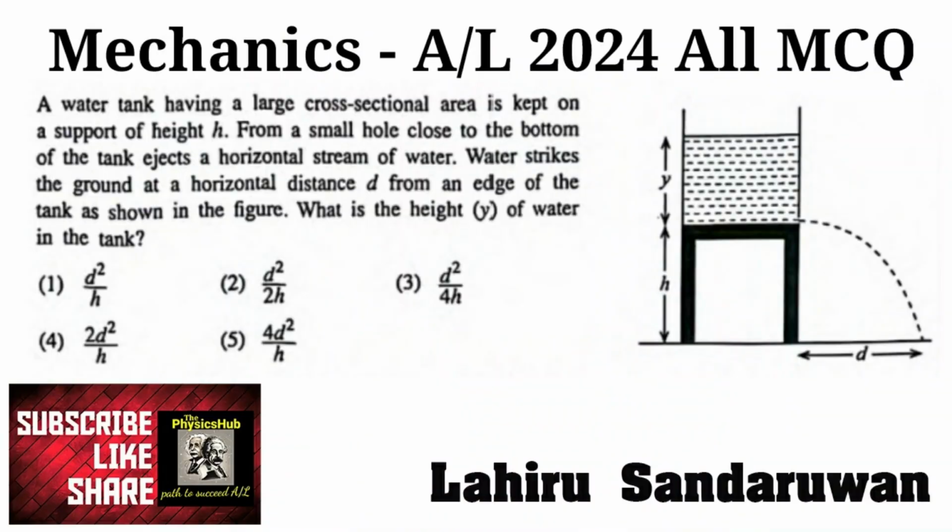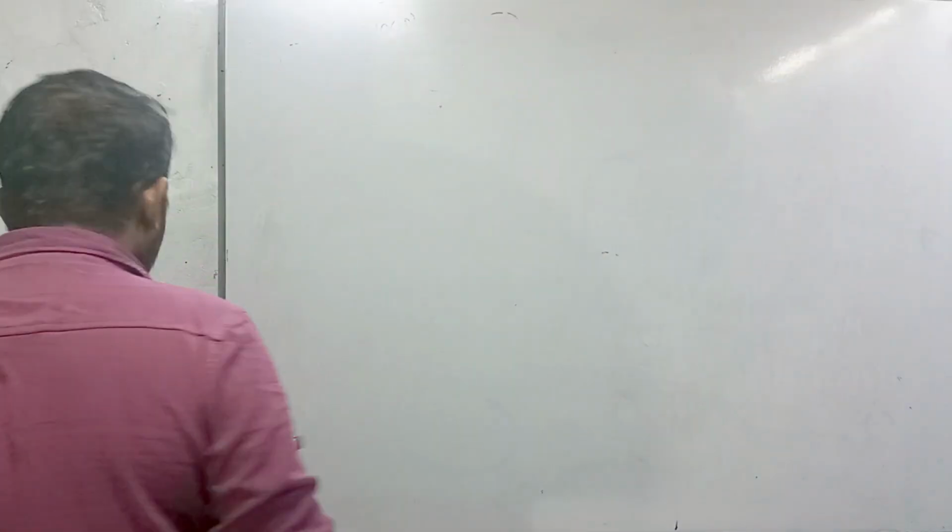Question number 10. A water tank having a large cross-sectional area is kept on a support of height h. A small hole close to the bottom of the tank ejects a horizontal stream of water. Water strikes the ground at a horizontal distance d from the edge of the tank as shown in the figure. What is the height y of water in the tank?